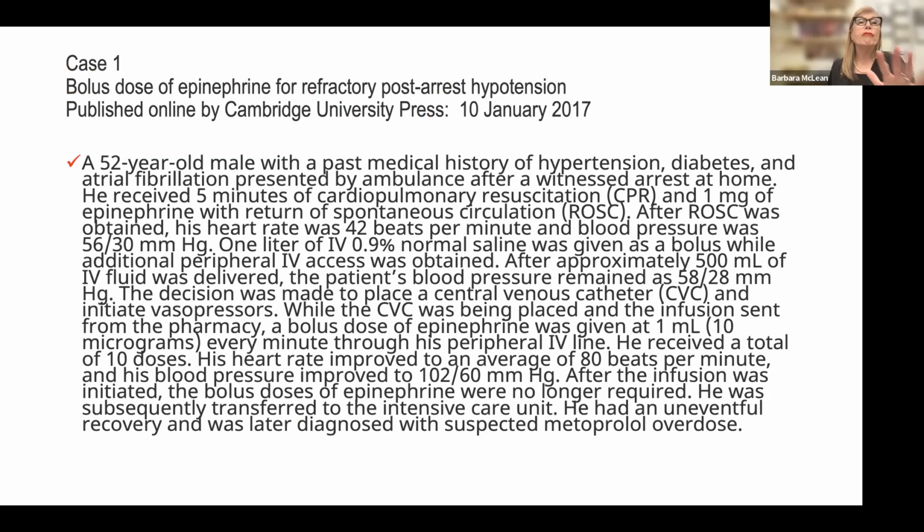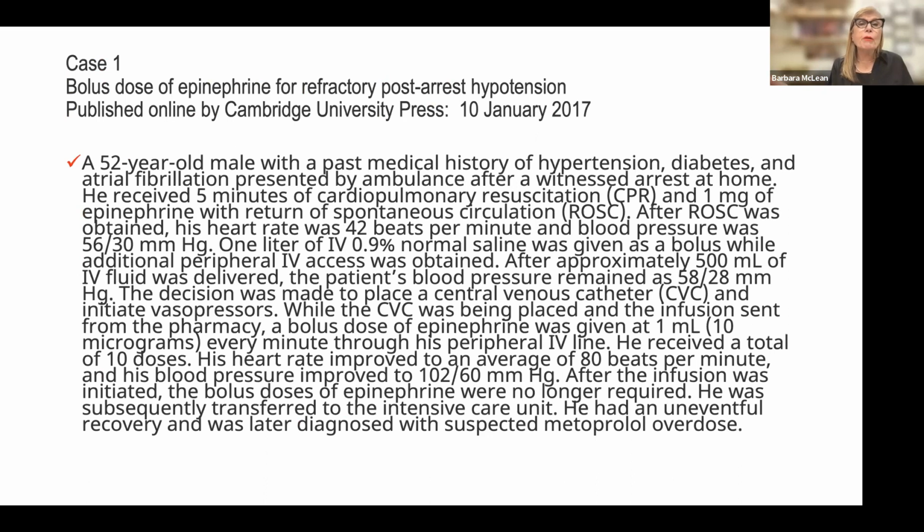So I'm going to share with you 4 simple case studies. This is from an emergency medicine document that was published by Cambridge University Press in 2017, and it's called Bolus Dose of Epinephrine for Refractory Post-Arrest Hypotension. I've got 4 cases here, and you'll see what's really important.